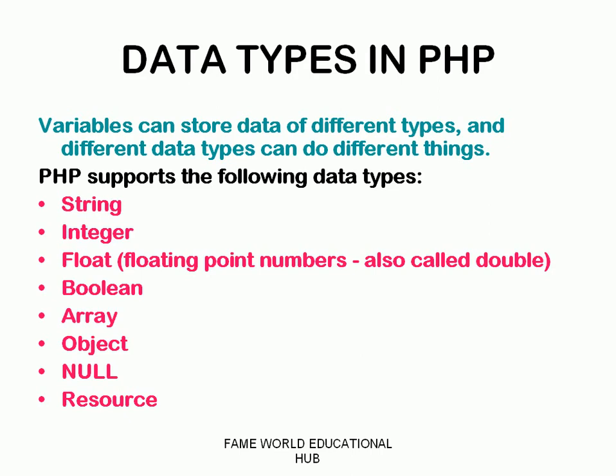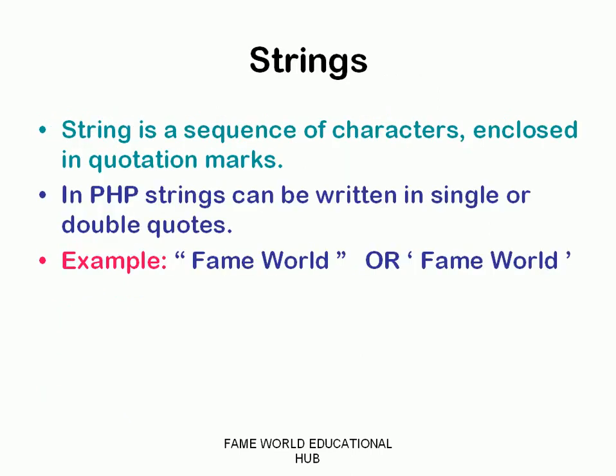But let's study what these data types are. So the first one is a string. A string is a sequence of characters enclosed in quotation marks. Yes, whenever we declare strings in Java, if you have studied Java or JavaScript, you must have an idea about it.